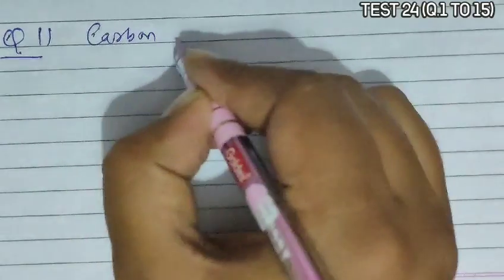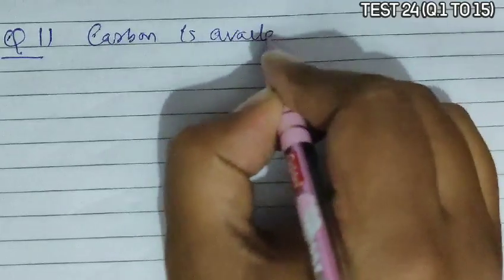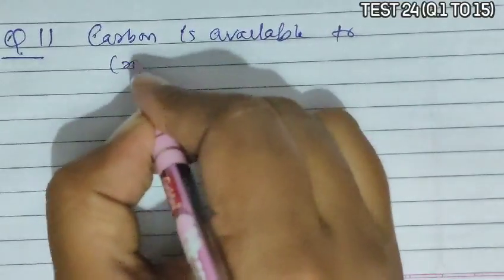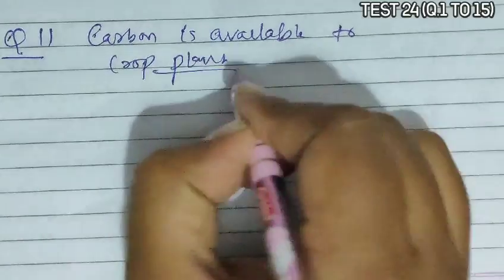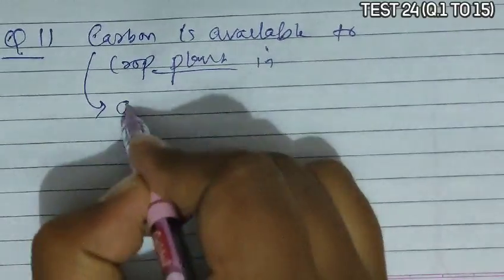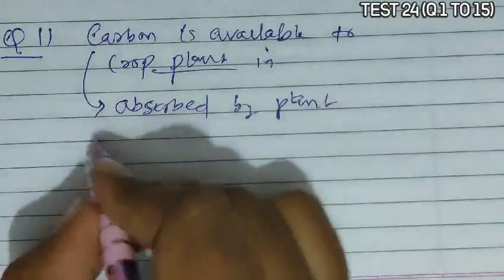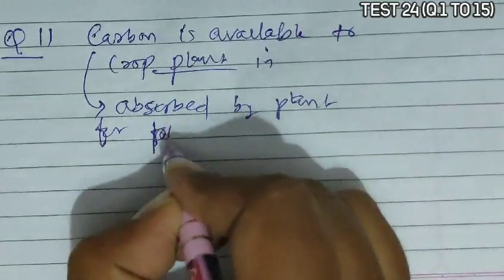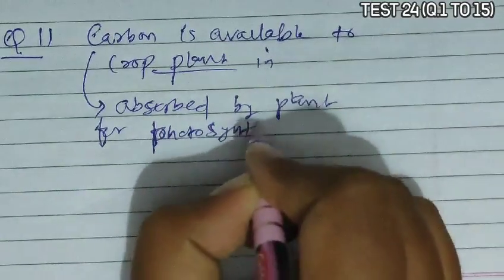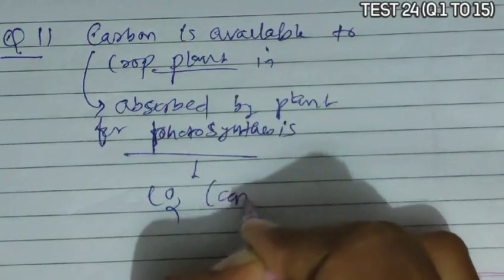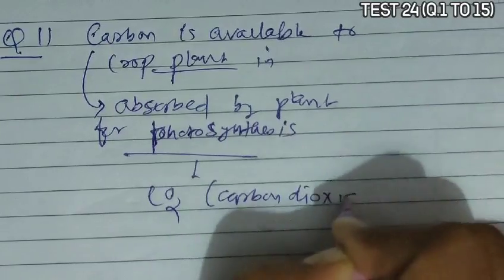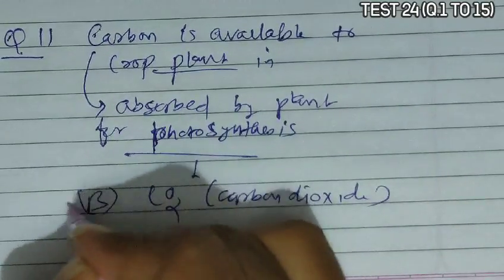Question 11. Question 11 asks that carbon is available to a crop plant in the form of. Now carbon is available to crop plant in form of. Actually carbon is absorbed by plant for photosynthesis in the form of CO2, that is carbon dioxide. So B is the correct answer.